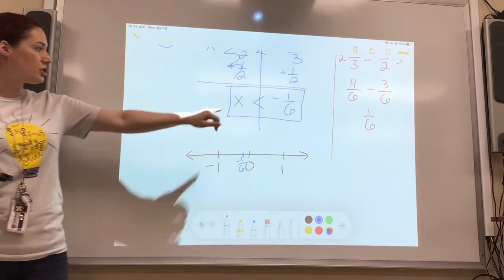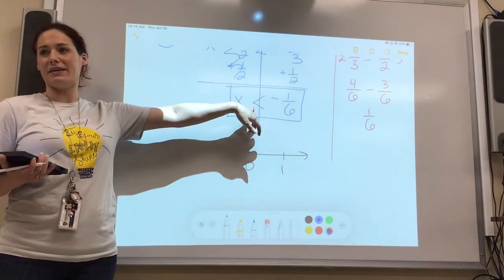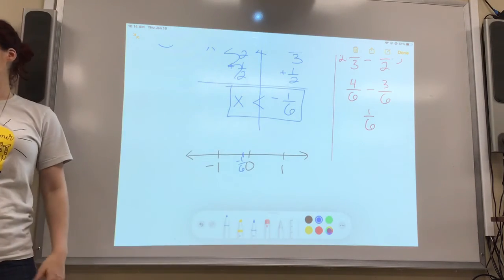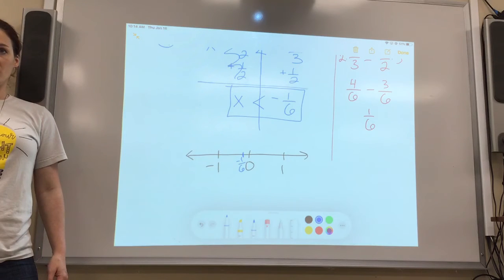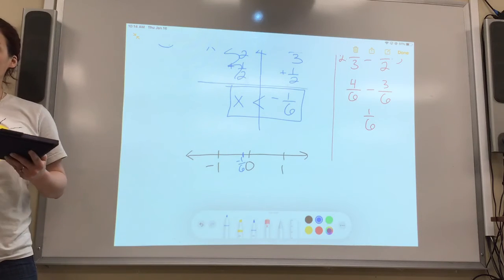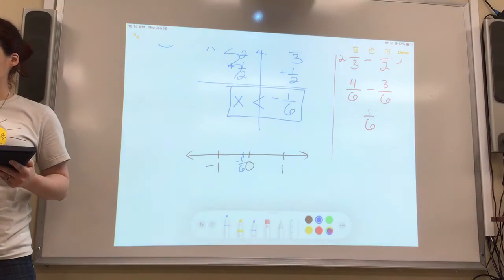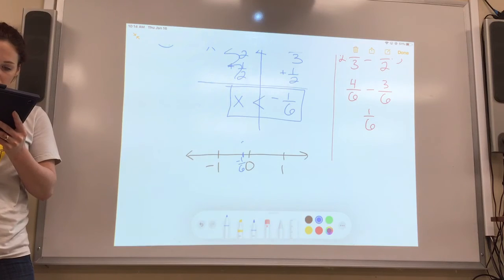And my solution is everything less than negative 1/6. Does not include 1/6. Are you following me on that? Okay, so how you show that is, before we put a dot above it, now we put an open circle.